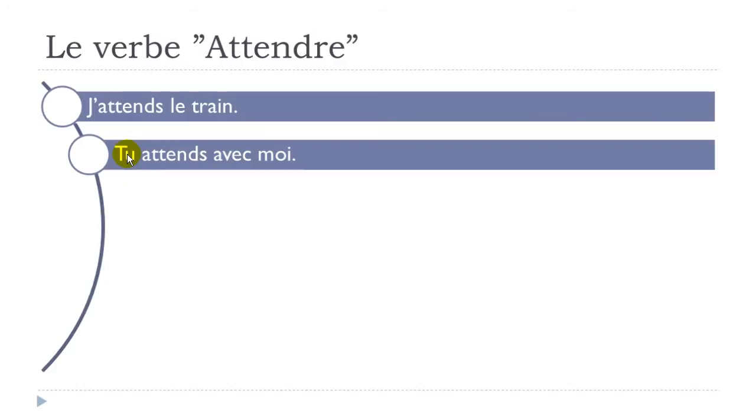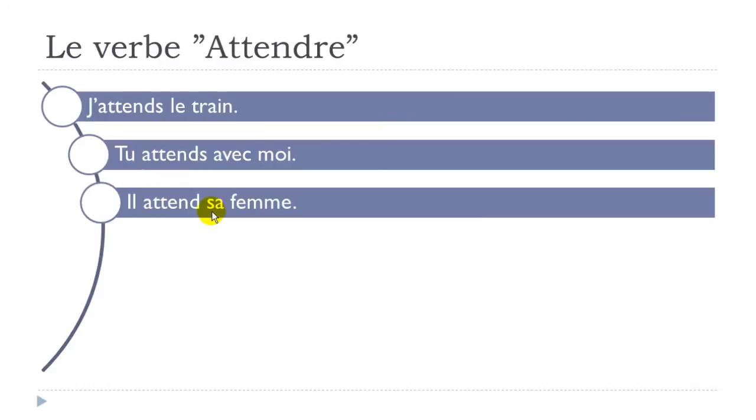Il attend sa femme. Okay, remember, sa, it's the possessive. His, in that case. And then femme, wife. Il attend sa femme.